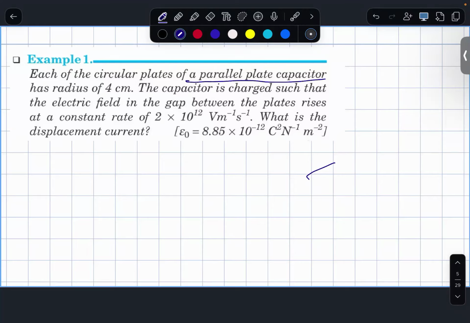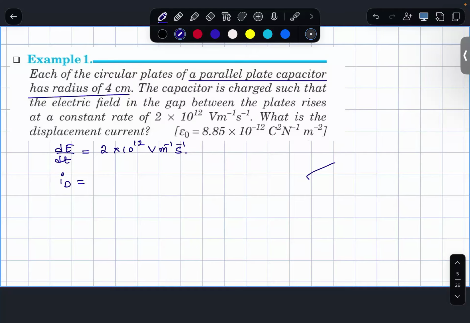Parallel plate capacitor, radius of 4 centimeters. Capacitor is charged such that the electric field in the gap ... what is the displacement current?